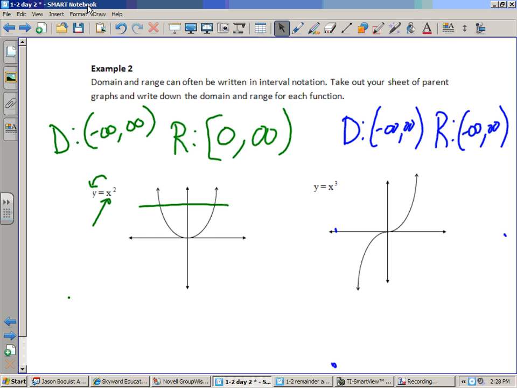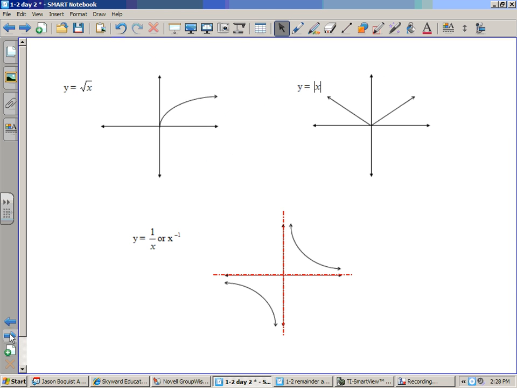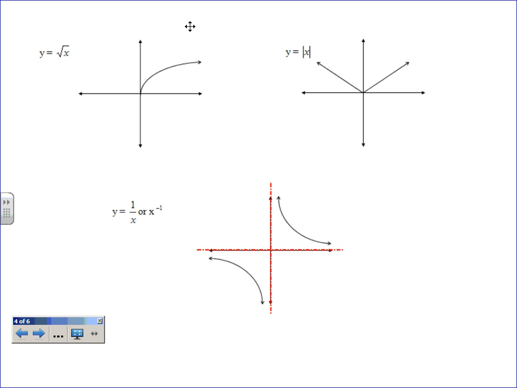All right, let's see how you did. You may notice on here that I do not have x to the fourth or x to the fifth up here. That's because x to the fourth's domain and range is going to be exactly the same as x squared. X to the fifth will have the exact same domain and range as x cubed, because they're pretty much the same shape.